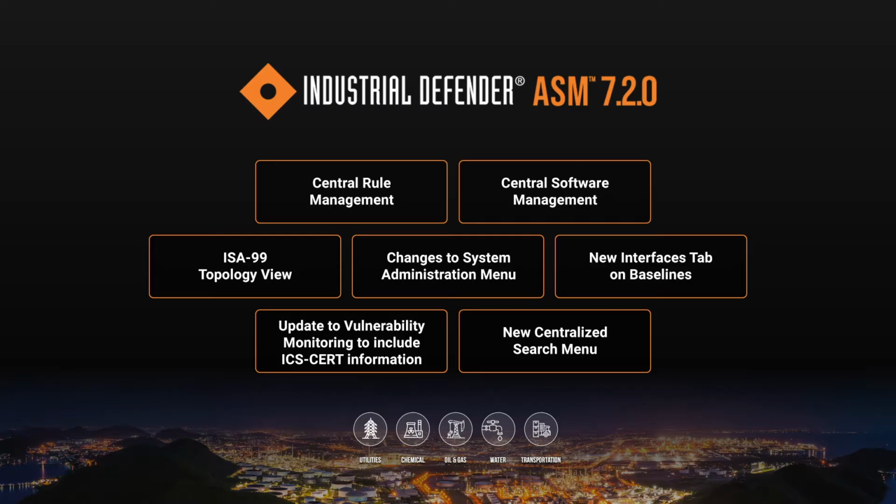In this video, we will introduce 7 new features of ASM 7.2.0. We will introduce central rule management, central software management, ISA 99 Topology View, changes to the system administration menu, a new interfaces tab on baselines, an update to vulnerability monitoring to include ICS-CERT information, and finally, a new centralized search menu.